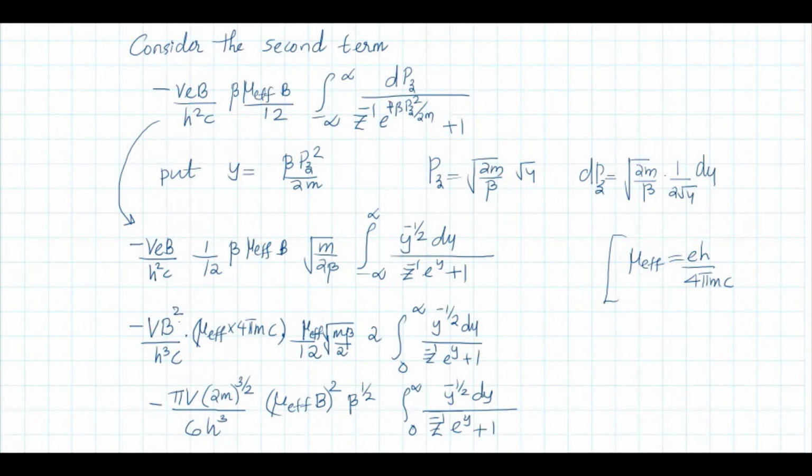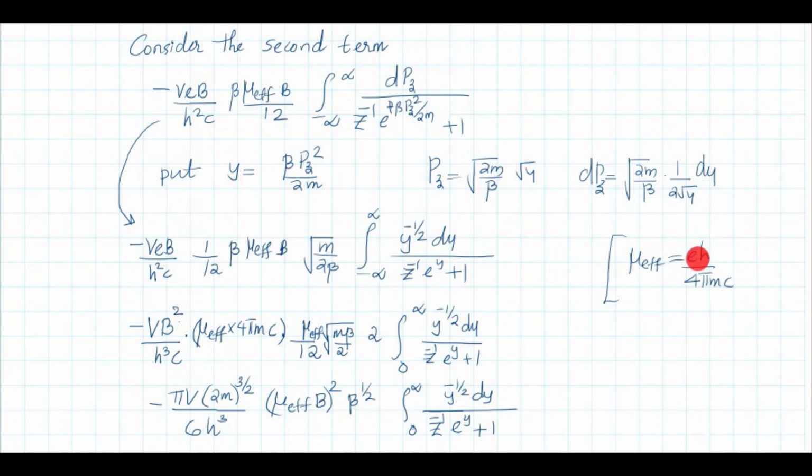This is actually this thing, integral minus infinity to infinity. This 2 and this root 2 becomes a root 2 in the denominator. That is why it is square root m by 2 beta. Integral minus infinity to infinity y raised to minus half dy divided by z raised to minus 1 e raised to y plus 1. Okay.